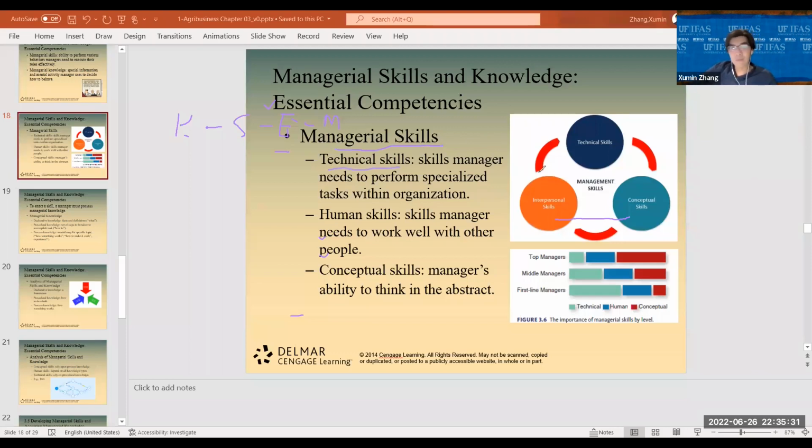What is technical skill? First line managers have a lot of technical skill. They know how to do the job. They train their employees, they train their team, and get the job done.